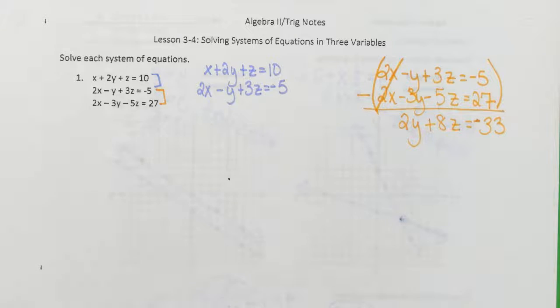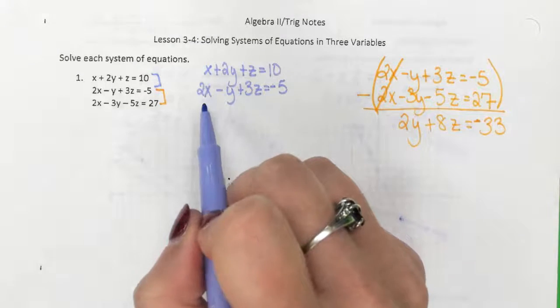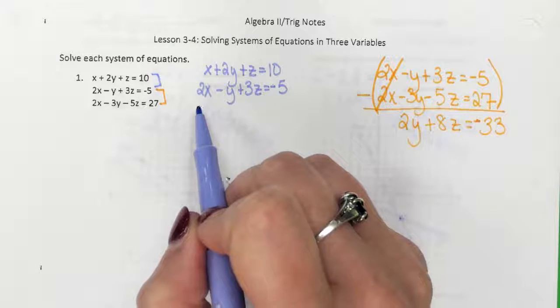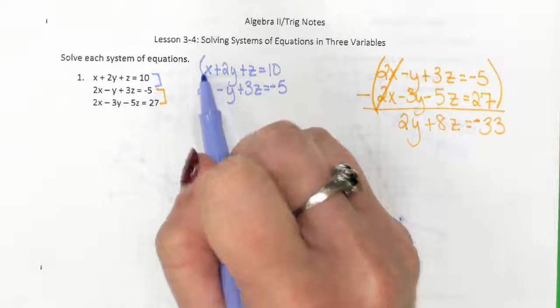All right, and let's do the other one. I have to get rid of the same letter. I have to get rid of x. So you got to multiply the top one by 2. There you go.